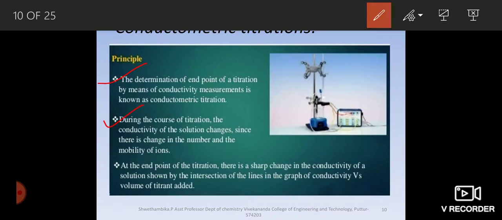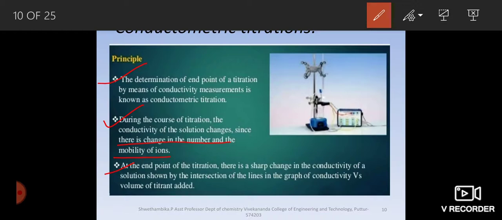Second thing, during the course of the titration, whenever we go for the titration, the conductivity of the solution would change. That is, there is a change since there is change in the number and mobility of the ion. Important concept is this. Whenever we go for a titration, there is change in the number and mobility of the ion. So, conductance varies.